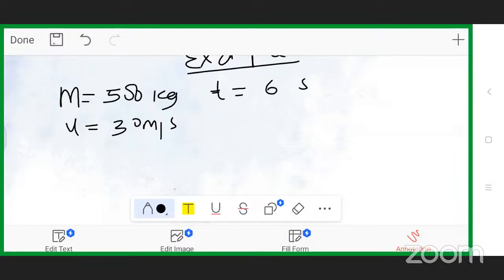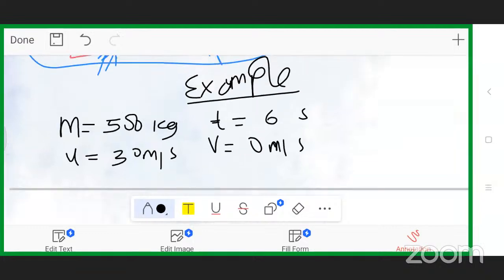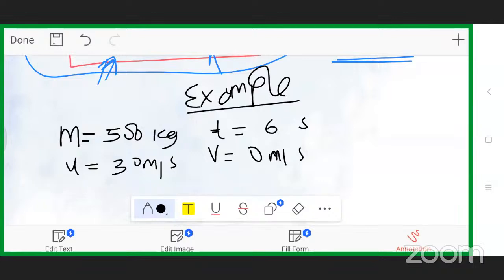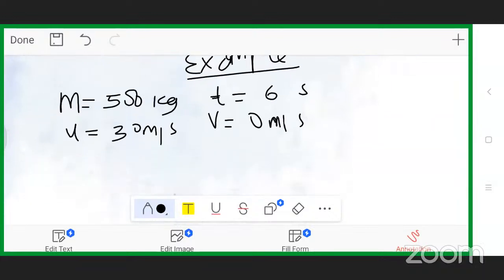Determine the braking force. By the fact that it comes to rest, it gives us the final velocity to be 0 meters per second because it is coming to a rest. So this is the data that we have. The mass is 500, initial velocity is 30, time is 6, then V is 0. So we want to find the braking force.